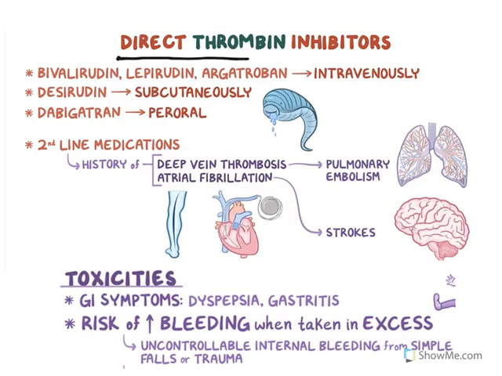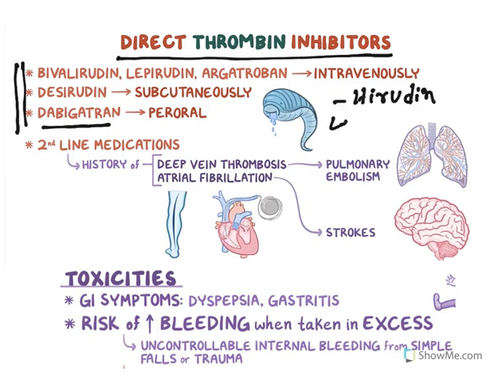Let us see the agents. Direct thrombin inhibitors. These agents directly bind with thrombin and inhibit thrombin function. Bivalirudin, Lepirudin, Argatroban, Hirudin, Dabigatran. See, all of them are congeners of Hirudin.